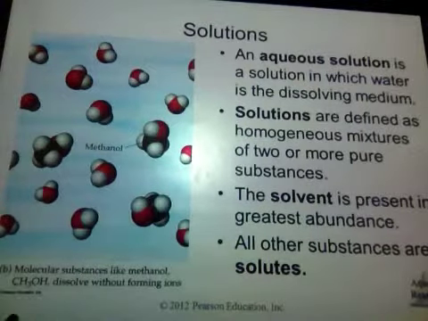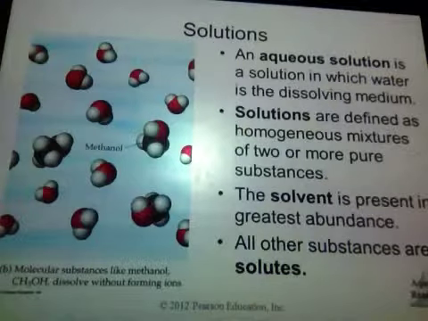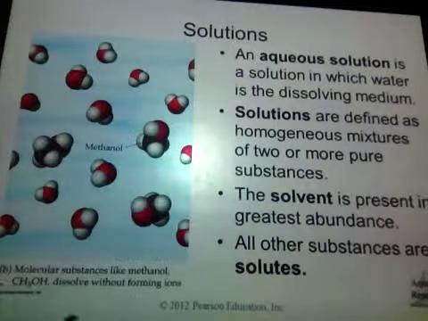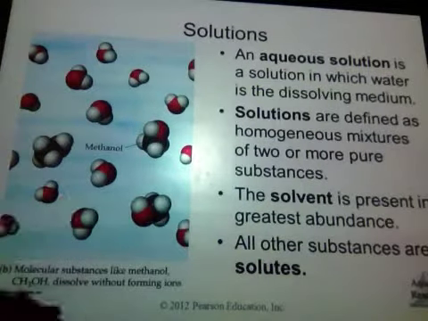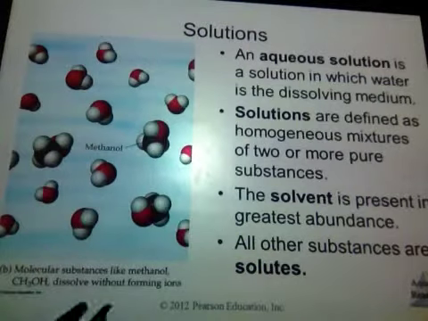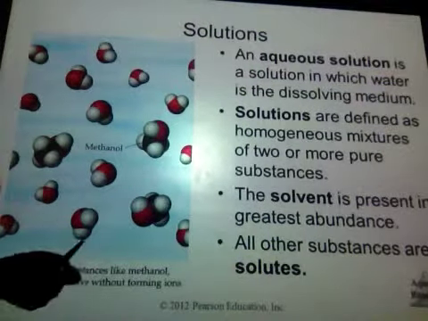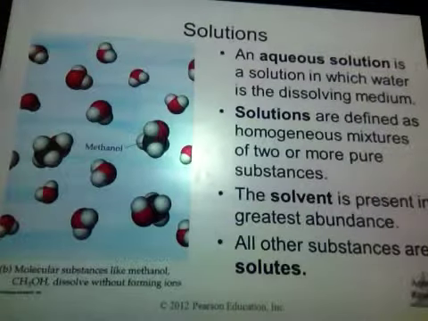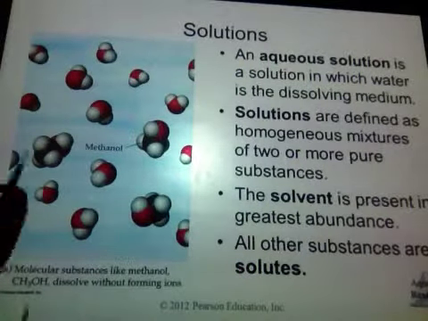We have defined before that solutions are just homogeneous mixtures. And remember, a homogeneous mixture is uniform in composition. A solution can be a homogeneous mixture of two or more pure substances. Let's go back and think about what a pure substance is, from either Chapter 1 or Chapter 2. A pure substance could be an element or it could be a compound.